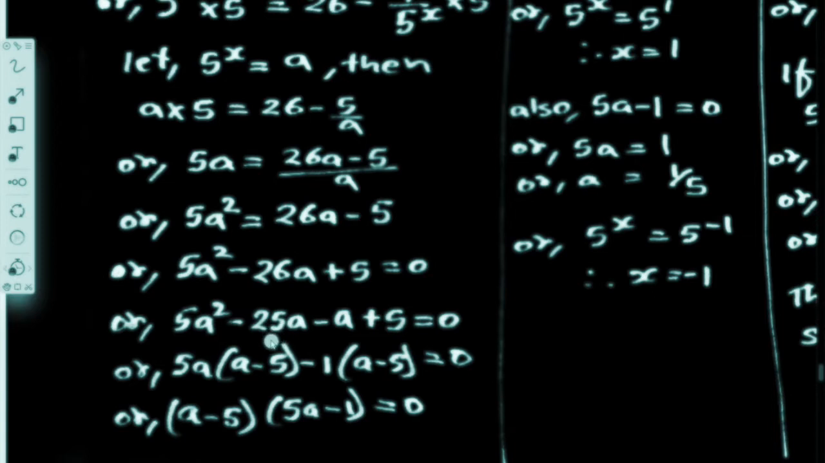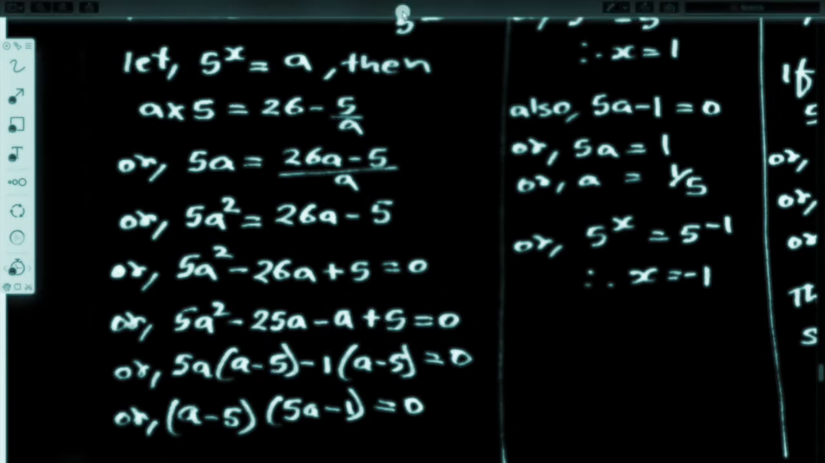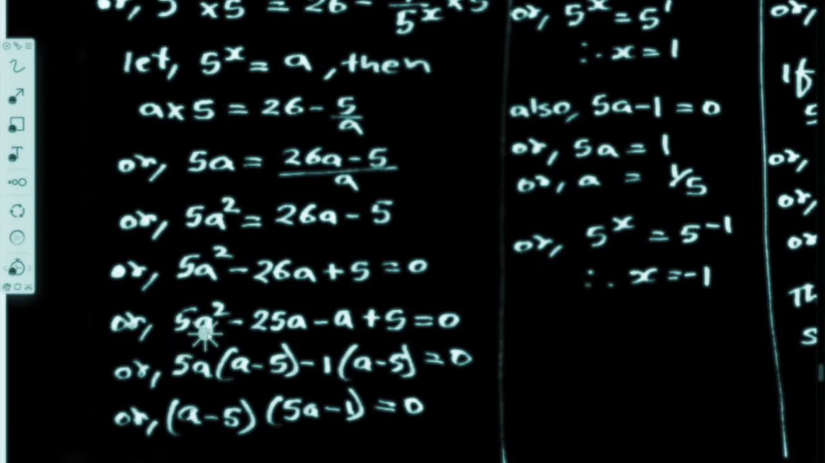5a square minus 26a plus 5 equals 0 is our expression, and we can get the value only after factorizing it. To factorize, the middle term should be broken into two parts. So 5a square minus 25a minus a plus 5 equals 0, where 26a has been broken into two parts. Now take 5a common from the first two, and the non-common is a minus 5. Minus 1 common from the last two, and the non-common is a minus 5, equals 0.